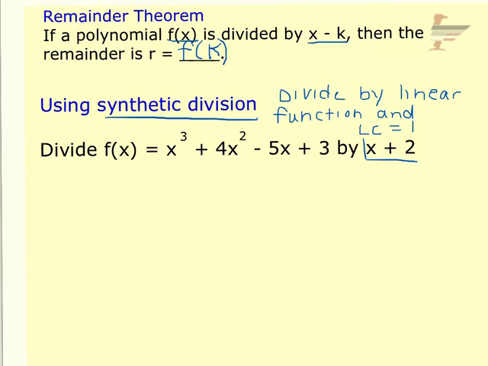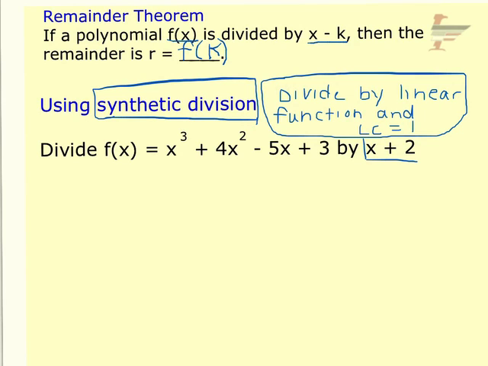If it were 3x plus 2, then you can use synthetic, but it's a kind of different process with interpreting your answers. So we're not going to go there yet. You will probably when you get to pre-calculus. So make yourself a note. This is so important. You can only use synthetic division when you're dividing by a linear function and the leading coefficient is 1. Okay, so we're good to go here.